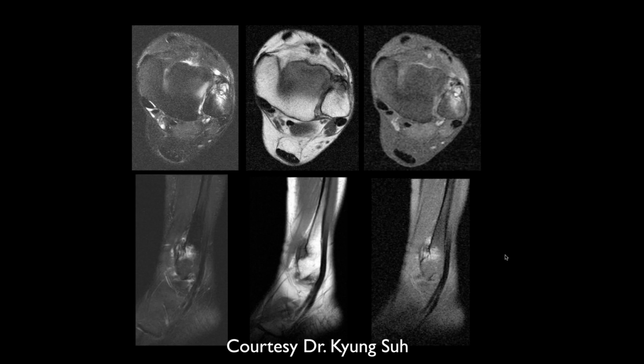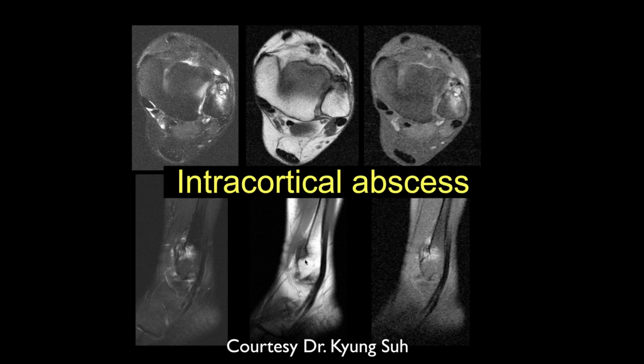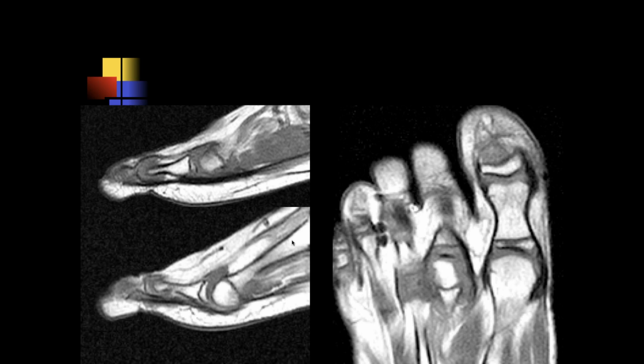So here we can see a rounded STIR hyperintense area along the distal fibula, and there's some cortical irregularity in that region. This could be a chronic infection. Okay. Yeah. This turned out to be an abscess, and it's primarily in the cortices of the bone, an intracortical abscess. Okay. Michael.